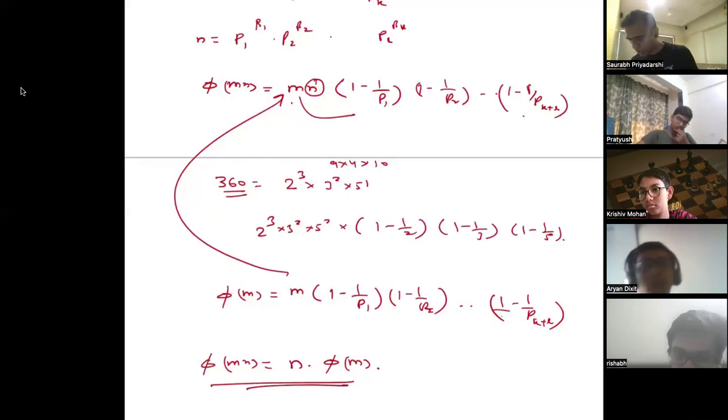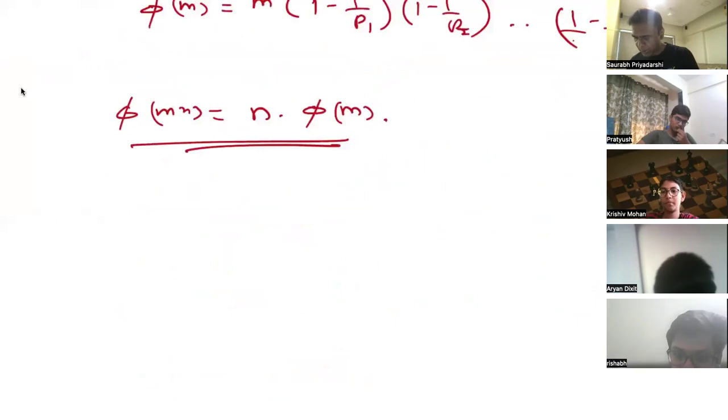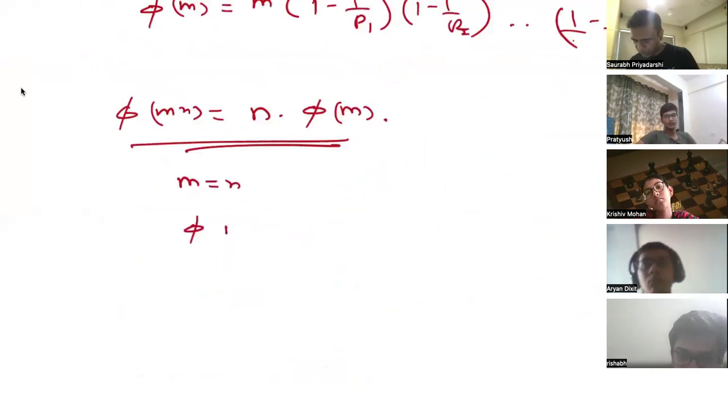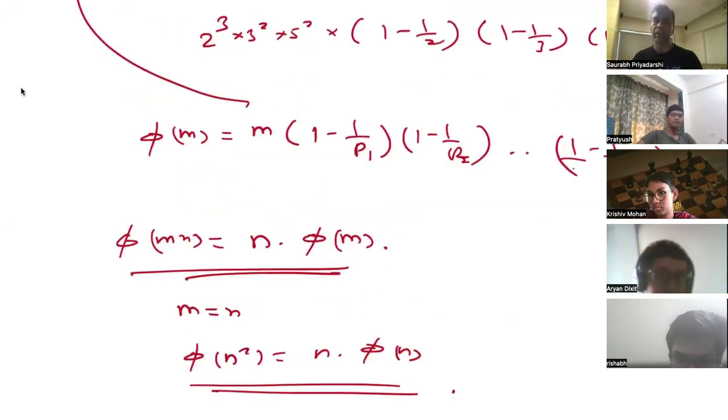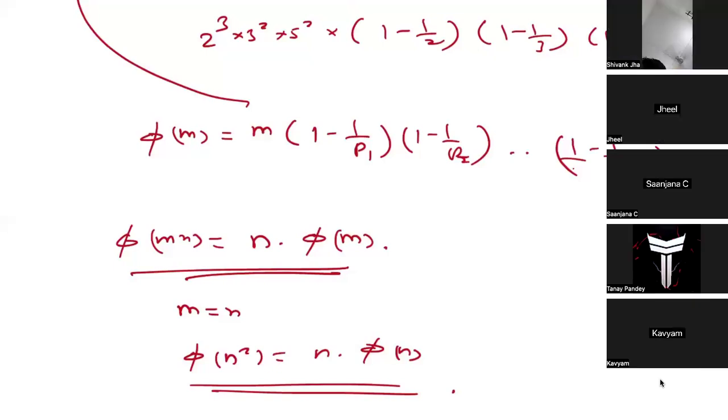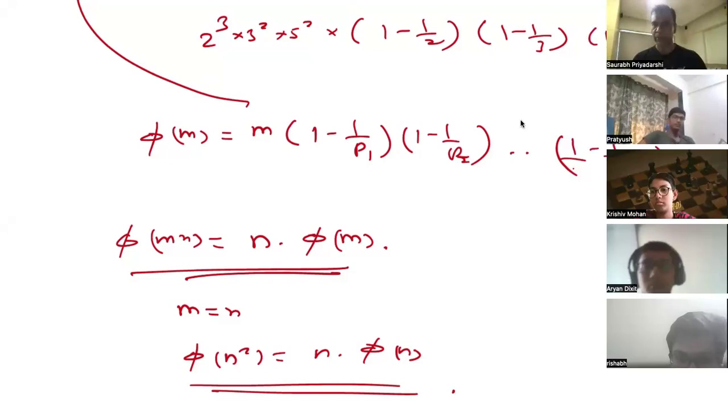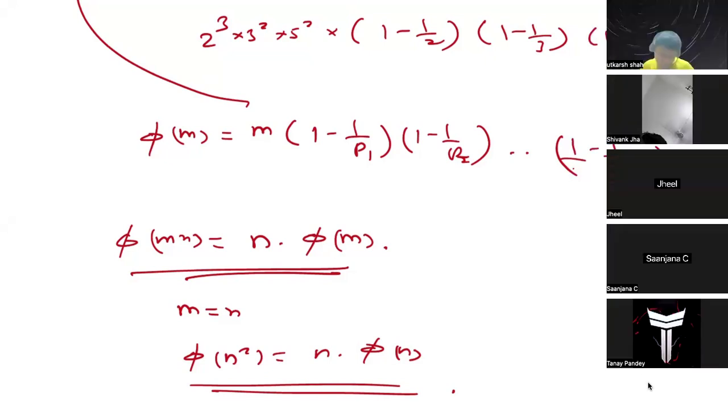Okay, now. And if in this case, m is equal to n, so what I'm getting is phi n square is equal to n into phi n. Done. Because if we can replace m with n, so it would become that. Very good. Right. This was question number 10.